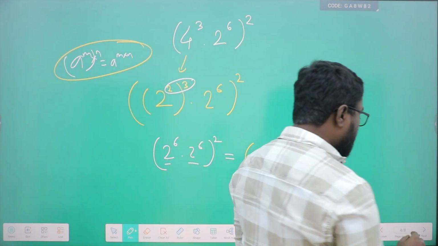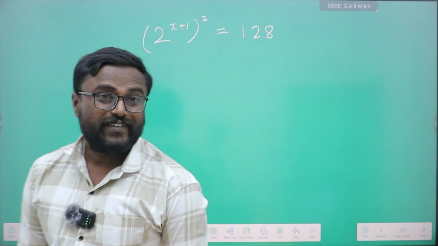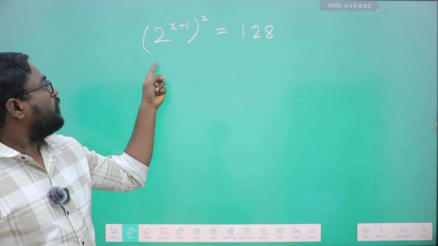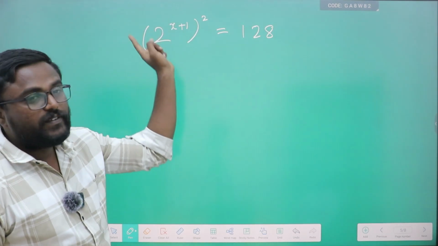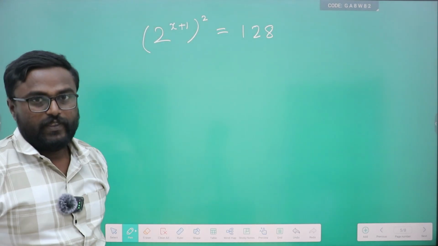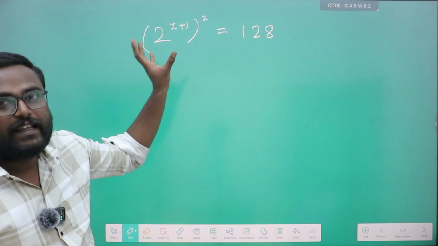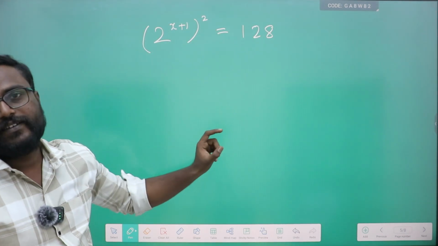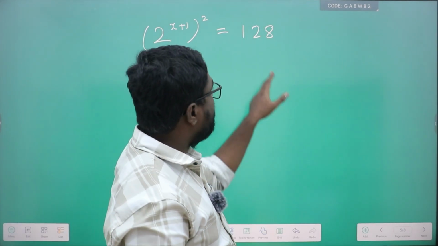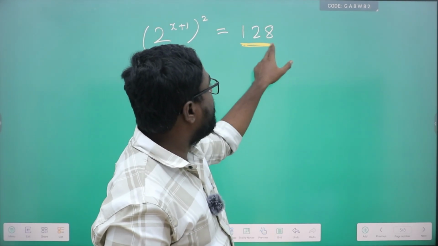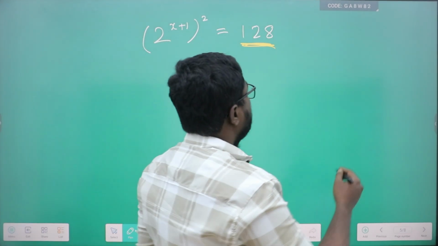Let's move on to the next question without wasting much time. Okay, here the question says 2 to the power x plus 1, to the power 2, is equal to 128. Now remember, if exponential values in the left hand side and the right hand side are equal, that means the base number and the power number should be equal. So initially, let's make this 128 into base number 2. Okay, let's do it that way.